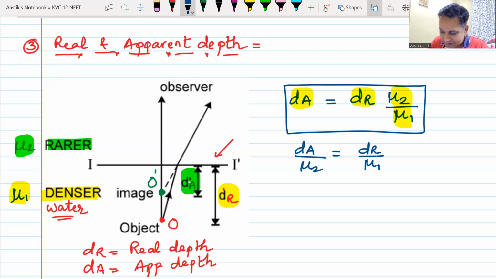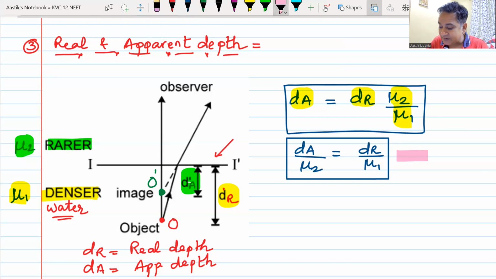Now, why I think that this way of remembering it is important and easier is when we go further ahead into refraction by convex surfaces or concave surfaces, then you will understand why it is easier to remember it in the pink way that I have highlighted.